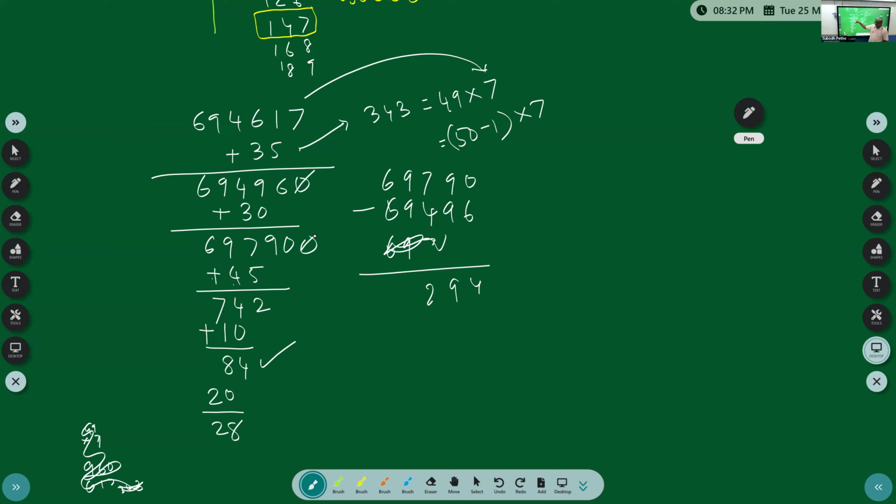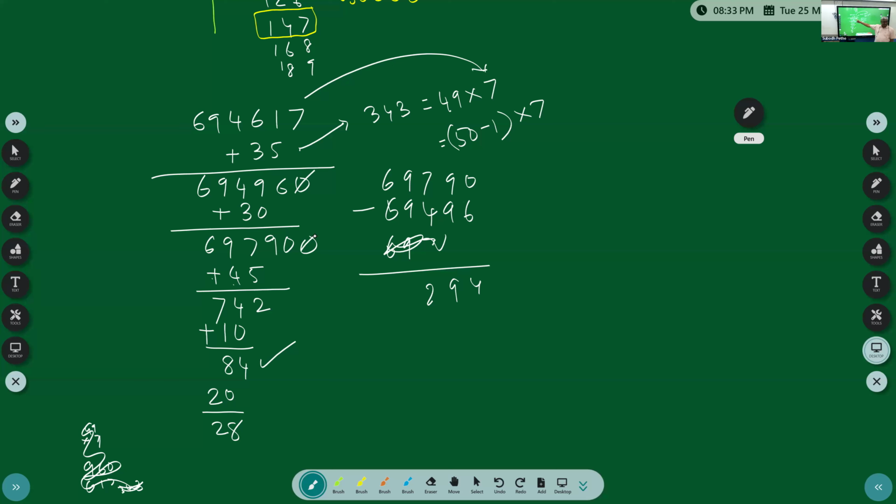This is a bigger number than this. So I am adding something. To get this number, I must add 294. The subtraction is correct: 6 and 4 is 10, gave 1 so 9, 5 and 2 is 6, correct? 294 I am supposed to add. It looks like 300, 30, we do not know what comes next. But what is so good about 294? It is 49 into 6.